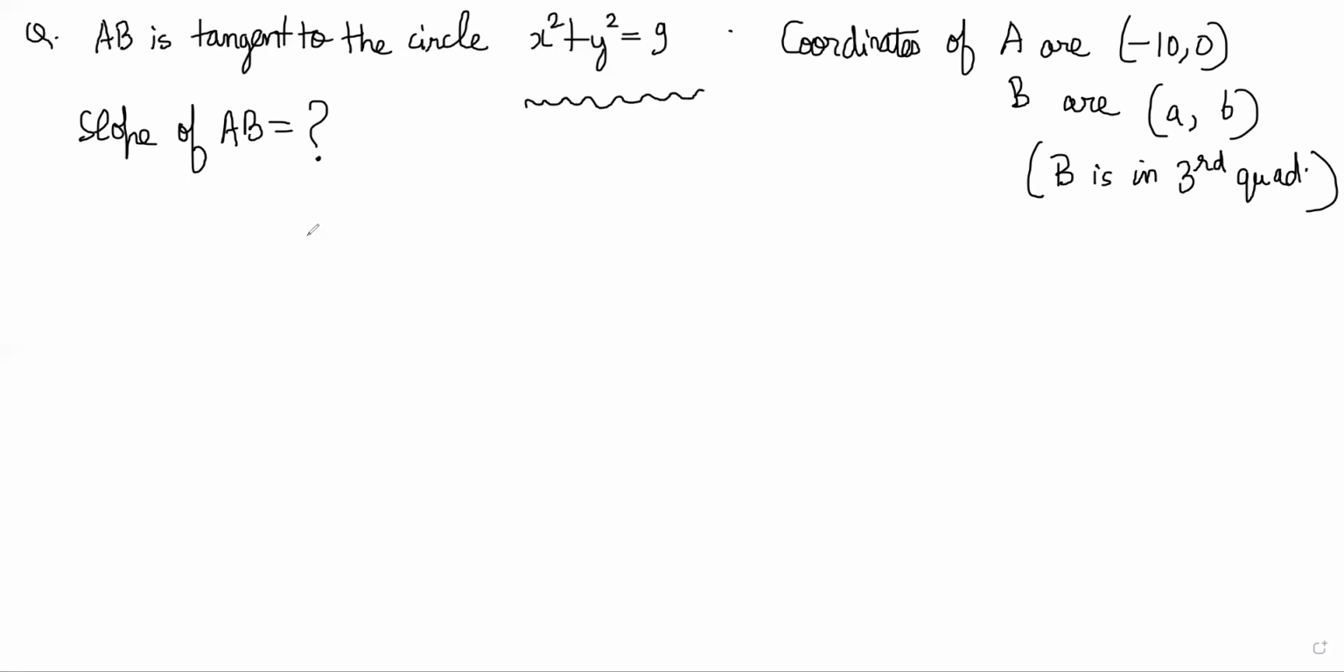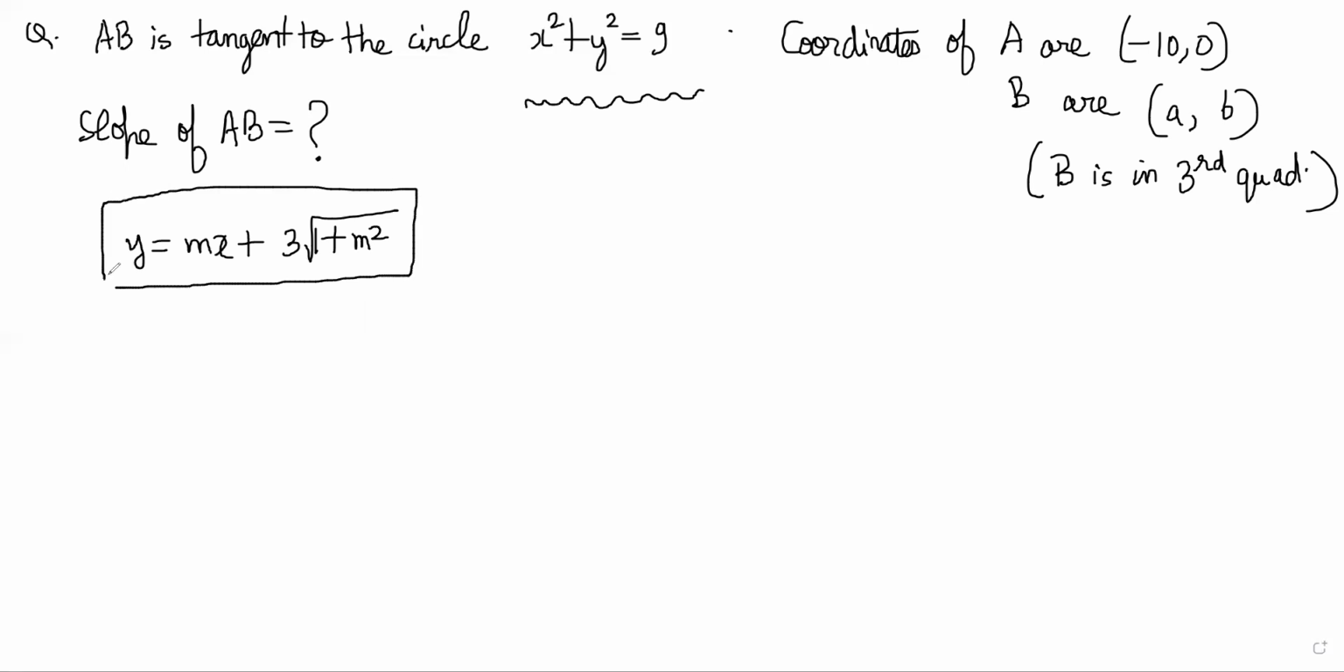So we'll use y is equal to mx plus a root 1 plus m square. Here a we know is 3, and m we can put in terms of a and b. This is tangent to this circle, so it has to pass through this point, right? So you can say 0 is equal to -10m plus 3 root 1 plus m square.